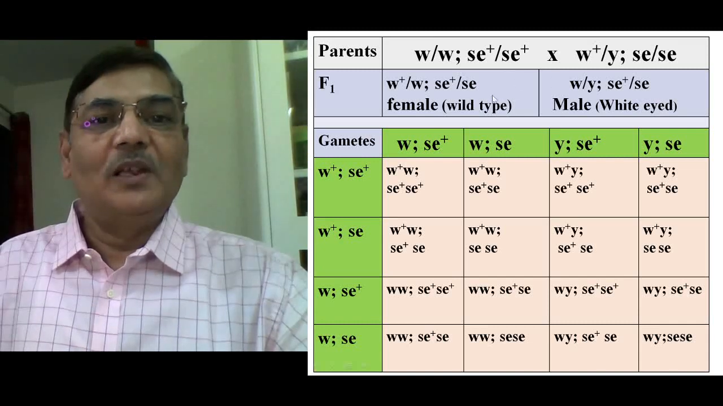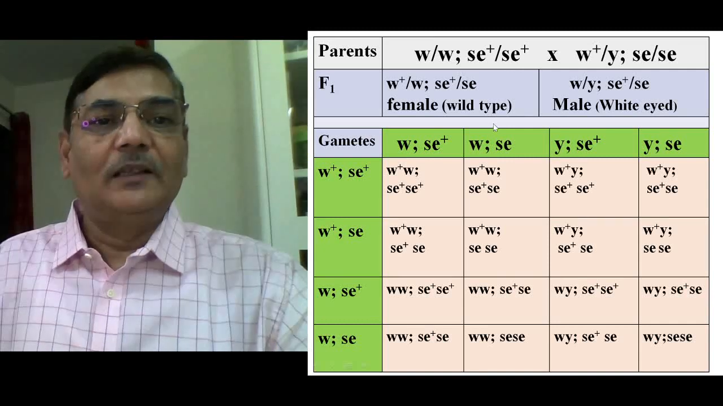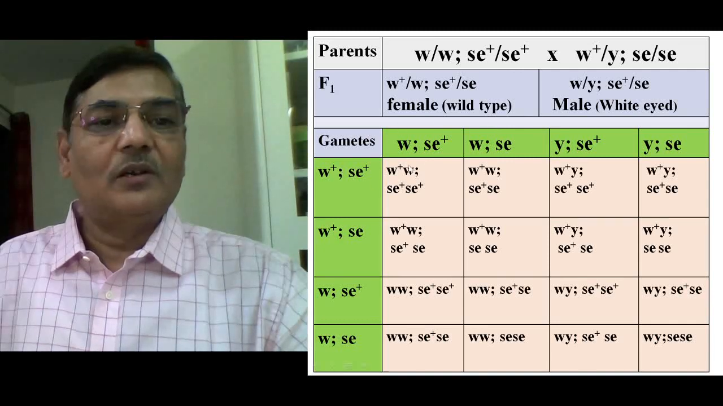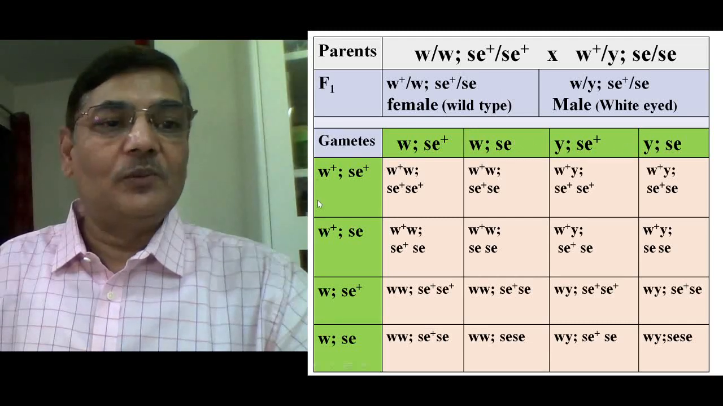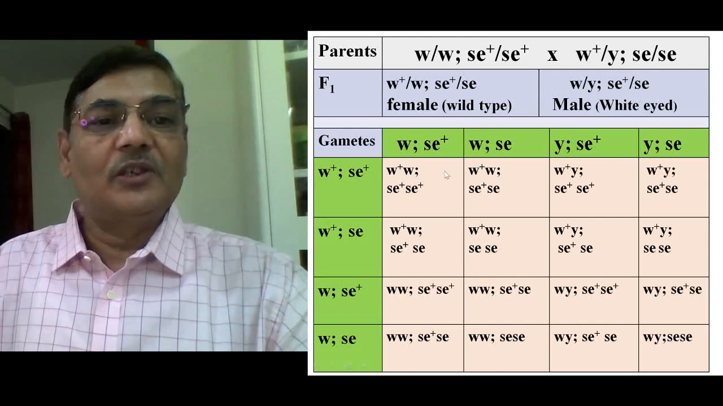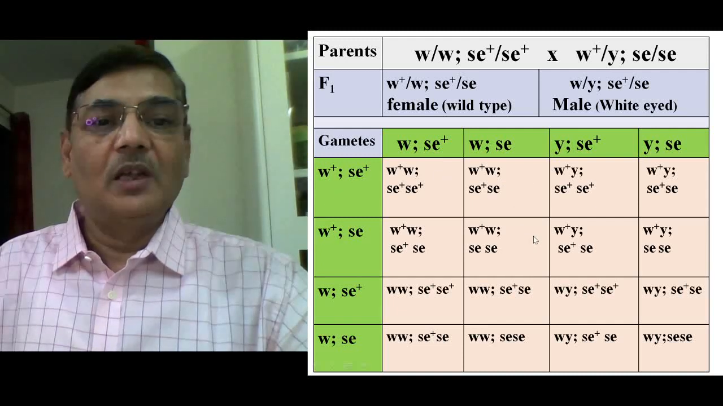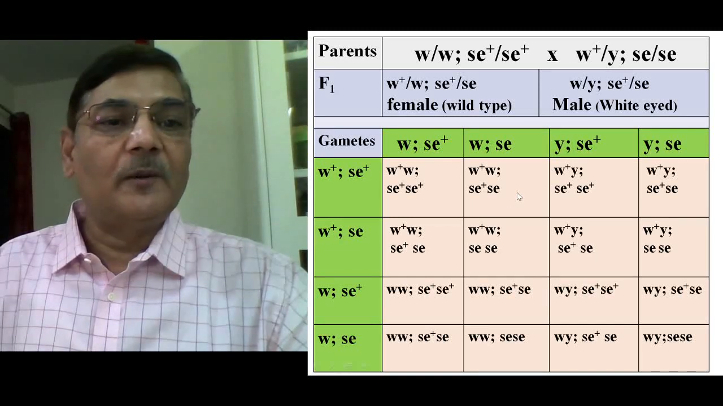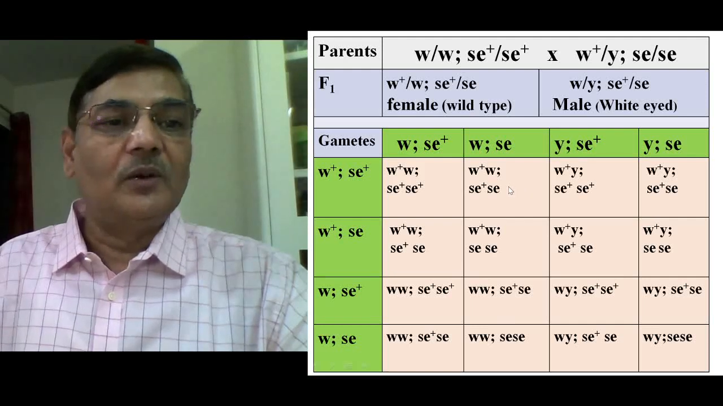Then if these males and females of F1 are crossed, then we can understand how many types of gametes will be formed in case of male as well as in females. And if such gametes randomly fertilize each other, then what would be the phenotype of the F2 offspring? By seeing such genotypes, we can have an idea about their phenotypes.